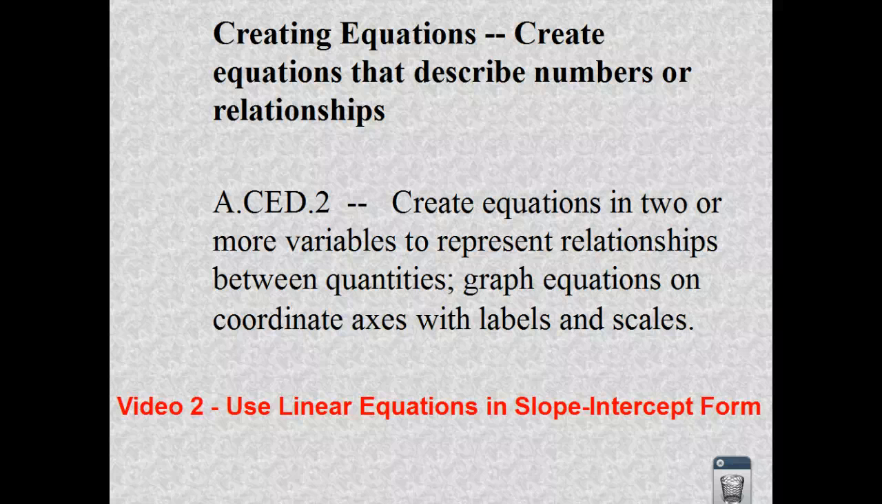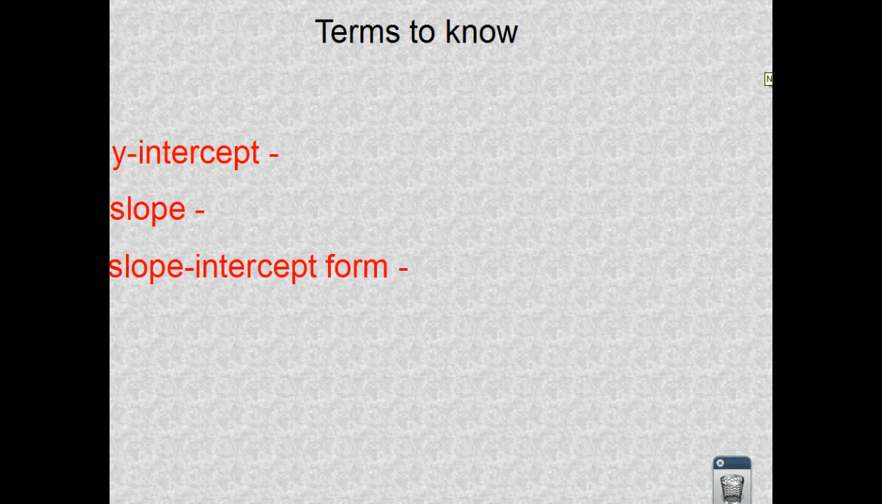All right, this is A.CED.2 algebra, creating equations that describe numbers or relationships, standard 2. This is video 2, and we are going to use linear equations in slope-intercept form. Here are a few terms to know. I'd like you to copy these down in your journals and define them.